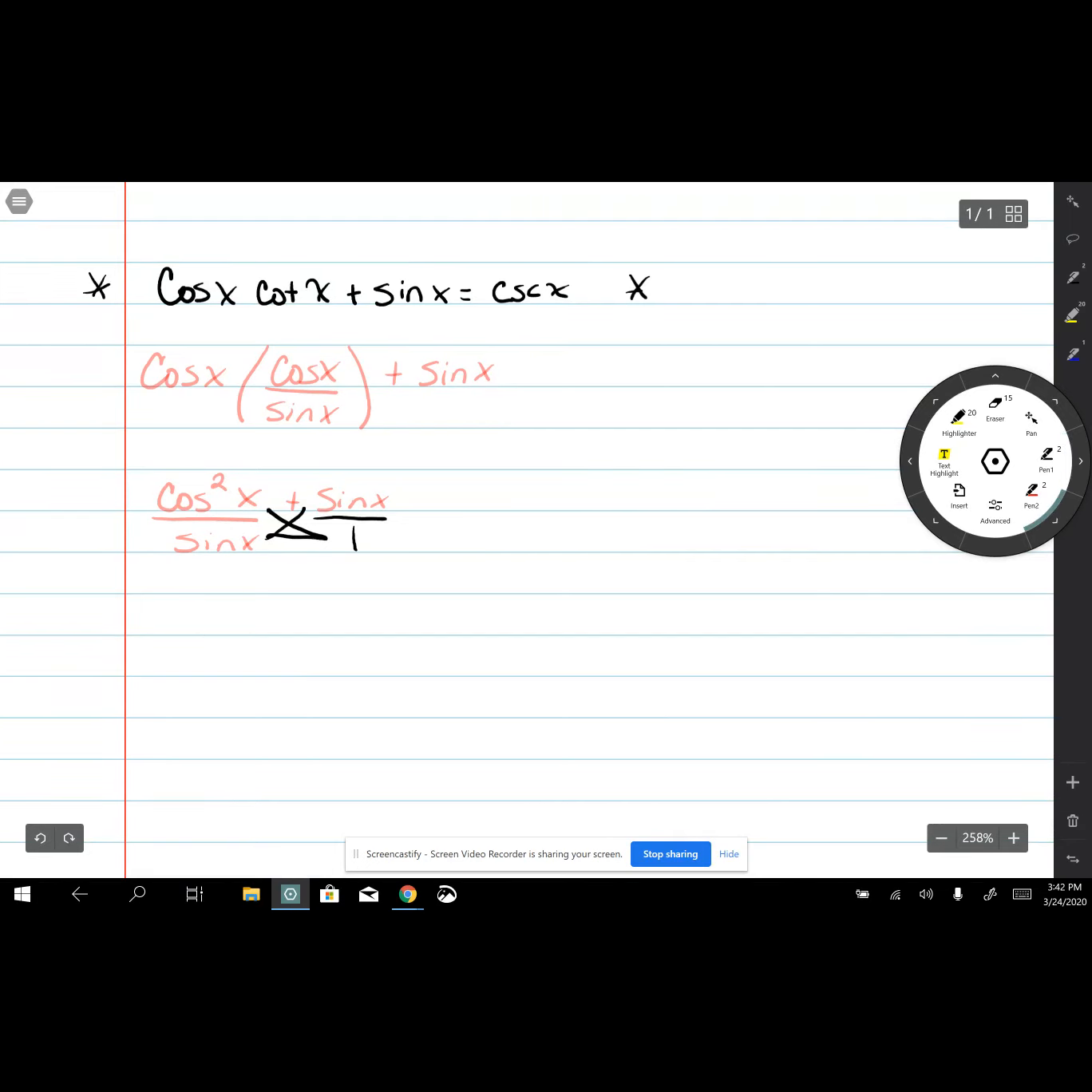Okay, so I wind up with sine x on the bottom plus sine, because that's the sine. And then I have cosine squared x and sine squared x. There's my Pythagorean identity again. So I get 1 over sine x, and I wind up with cosecant of x, which is what I wanted.